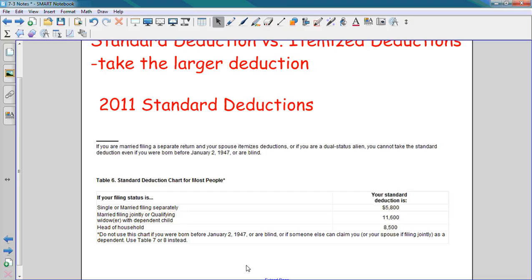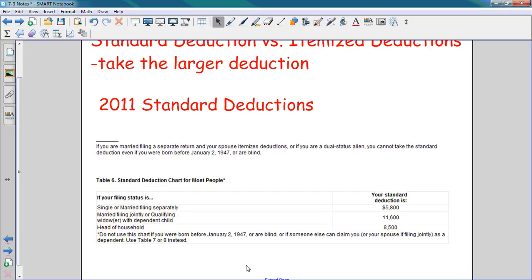It says, your standard deduction for 2011, if you're single or married filing separately. So for me, if I file my separate tax return from my husband, if I file it separately, then we both can take a standard deduction of $5,800. So we can take that AGI, adjusted gross income, and subtract $5,800 and not have to pay taxes on it. Or if we're married and filing jointly, or if you're a qualifying widower with a dependent child, then you can take out $11,600.